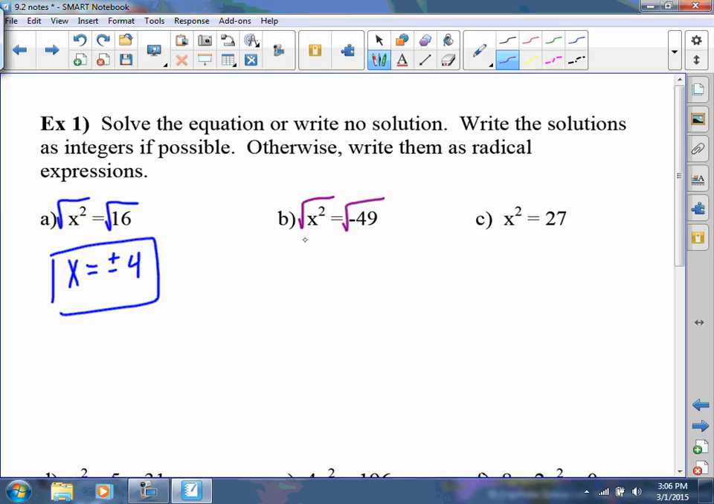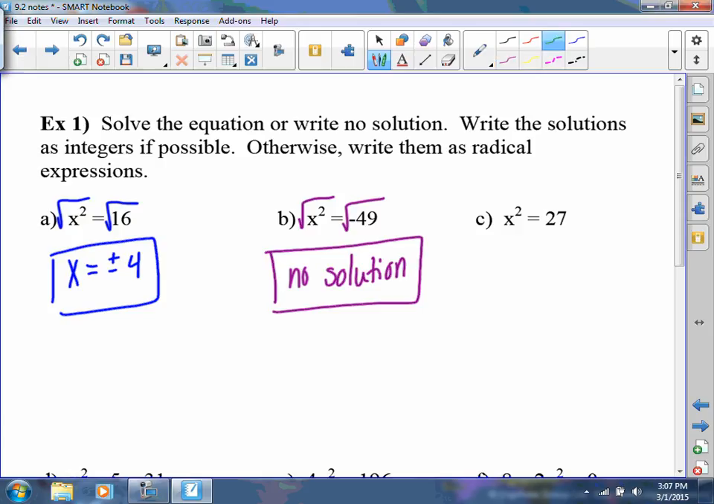This means that we took some number, multiplied it by itself, and got a negative. That can't happen. Because if you take a positive number times itself, you get a positive number. Or if you take a negative number times itself, you get a positive number. The only way you can get a negative is if you take a positive times a negative, and that's not taking a number times itself. So whenever you get to a situation where you're taking the square root of a negative number, just remember that's no solution.